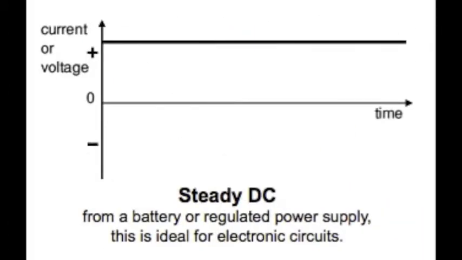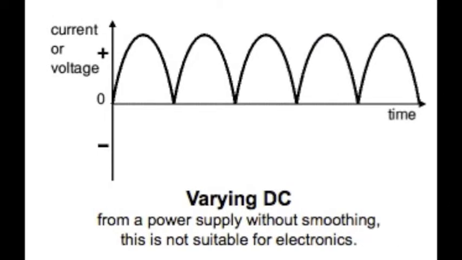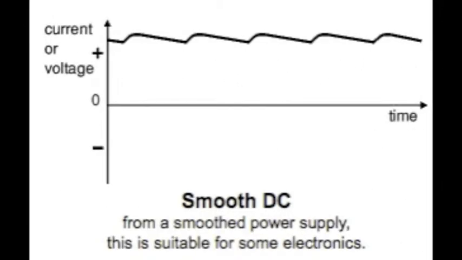The galvanic cell produces a direct current, or a galvanic current, which means the electric current flows in a single direction. Shown here is a steady direct current. Another direct current is a varying direct current. And lastly, the smooth direct current.